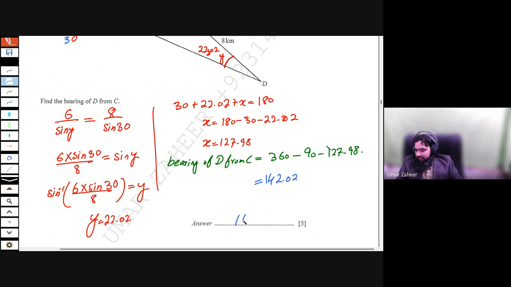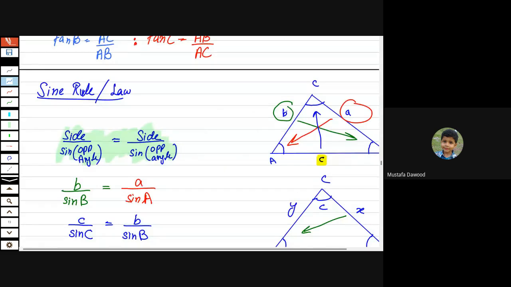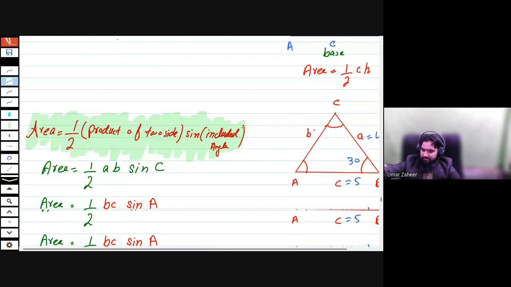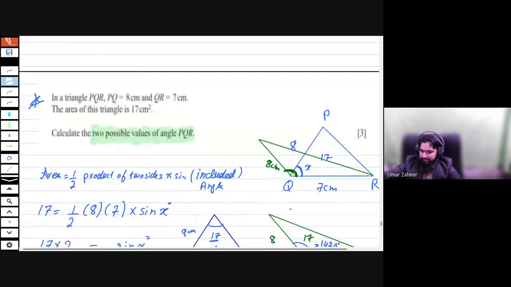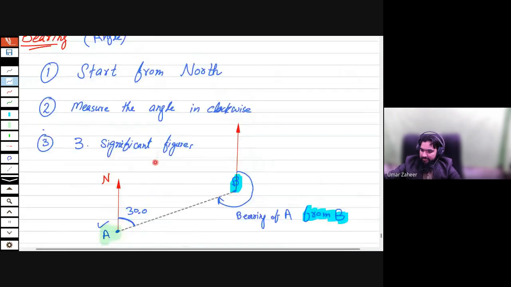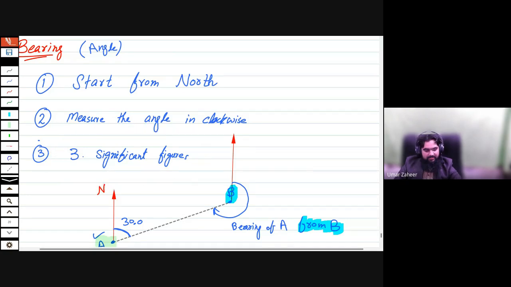142.02 is the bearing. And when we are doing the bearing, I told you, you always write the answer of the bearing to 3 significant figures. So the answer will be 142. For example, if you write 142.02, you will lose 1 mark without any reason. Okay. You always write the answer of the bearing to 3 significant figures. Yes, sir, I have mentioned it in the notes.